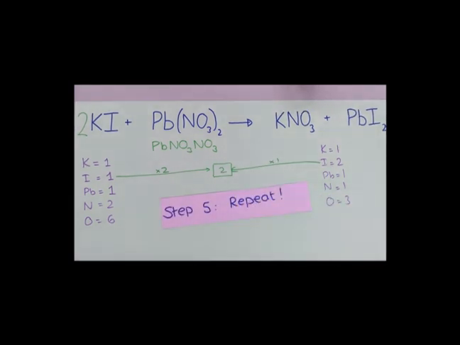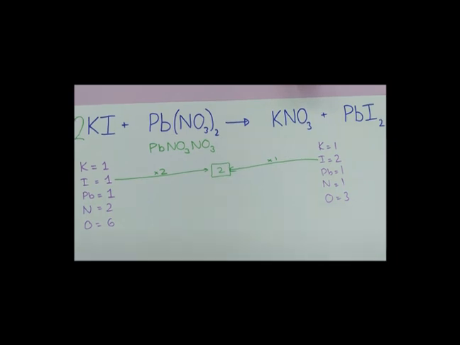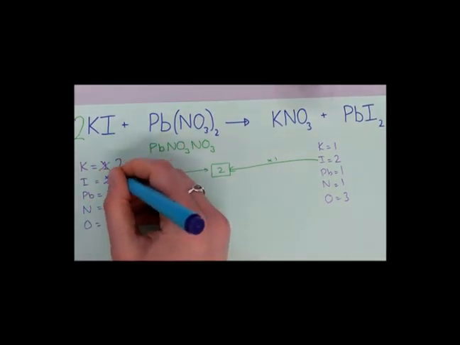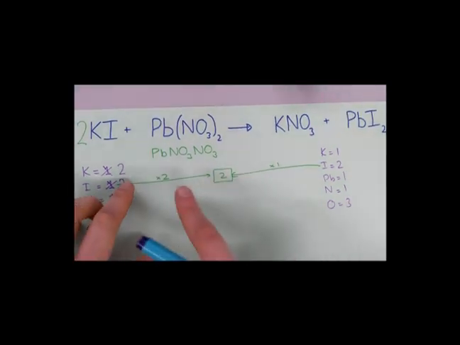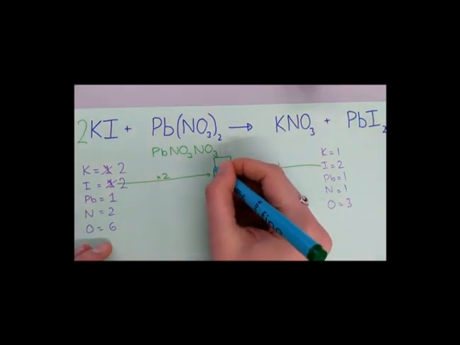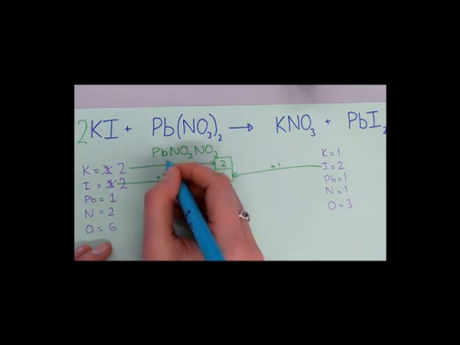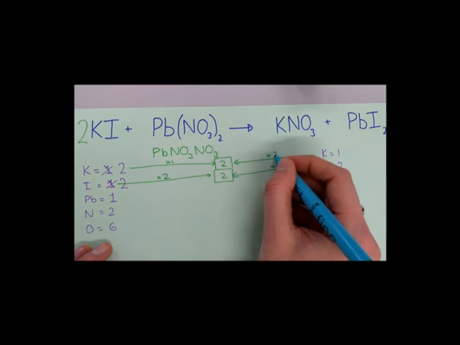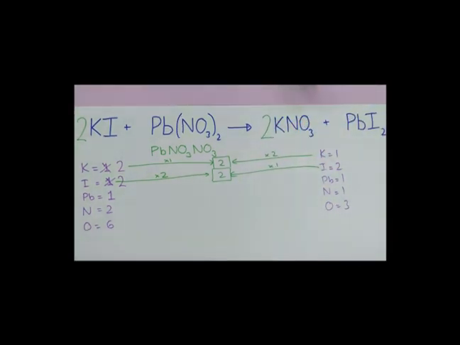Fifth step, repeat it. So I need to start off by counting everything again. So I've now got 2 potassium and 2 iodine. Okay, so in which case, let's go back to potassium and sort this out. Same numbers, so same idea. Lowest common multiple is 2. To get from 2 to 2, I don't need to do anything at all. To get from 1 to 2, I times by 2. So I'm going to put a 2 here in front of potassium nitrate.